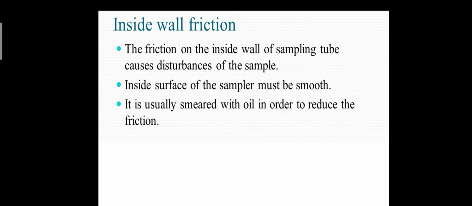Next is inside wall friction. When we push the sampler into the soil, there will be a lot of friction between the soil and the sampler. To avoid that, we should lubricate the sampler by putting oil inside it. By adding oil inside it, we can avoid the friction between the walls of the sampling tube and the sample, so that the sample will be smooth on the outside.